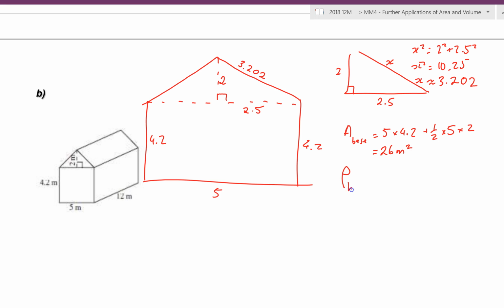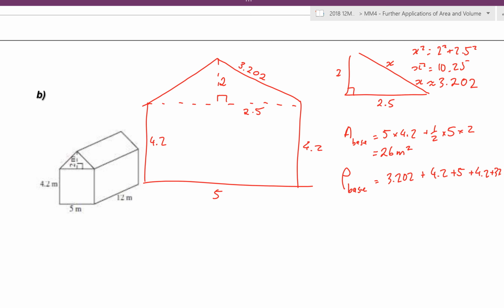The perimeter of my base equals, let's say, 3.202 plus 4.2 plus 5 plus 4.2 plus 3.202. Sorry, I've run over the side there. Anyway, we've got those things. We start here and I've just added them up as we go around. And when I add all of those things together, I think I get about 19.80. I've rounded off a little bit there, because there is a rounding error that's creeping in. So 19.80 meters is my perimeter.